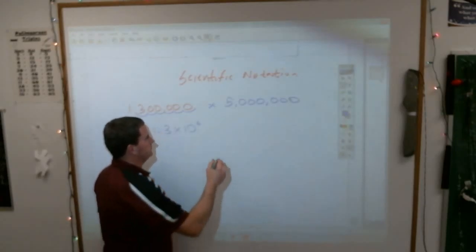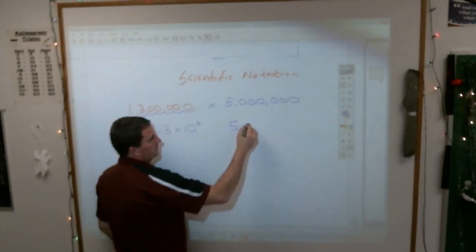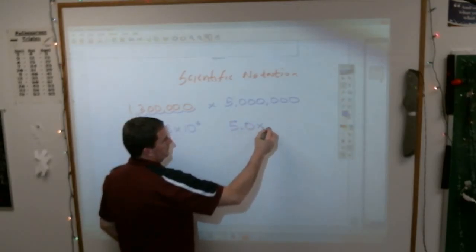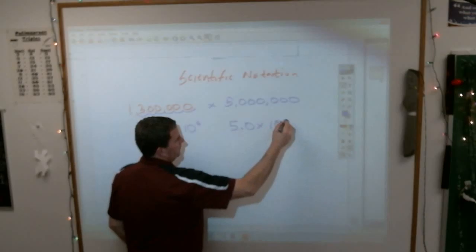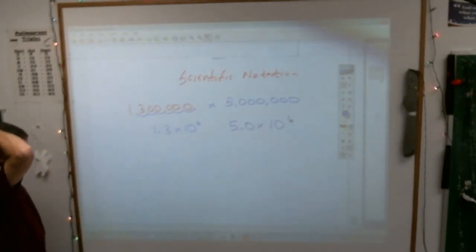Somebody else here. David? 5 times 10 to the 6th power. Okay, and I don't really need that decimal point there. I just put it there because I was thinking that.